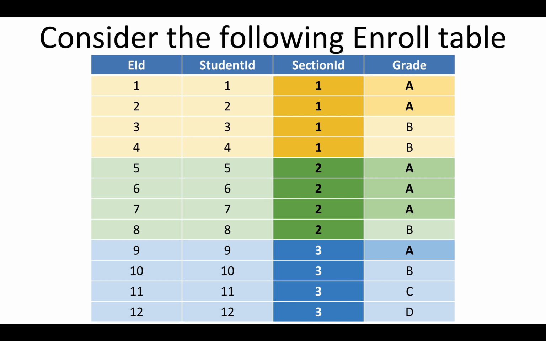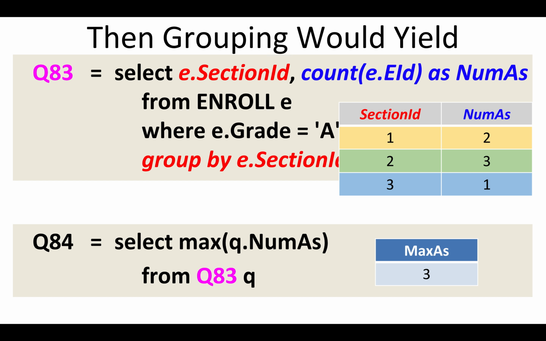So just to illustrate this problem, let's take a look at an actual example. We have here 3 different sections, section 1, 2, and 3, of which section 1 gave out 2 A's, section 2 gave 3, and section 3 gave 1 A. All right, so we group them by section ID. If we group them by section ID, this is what we get.